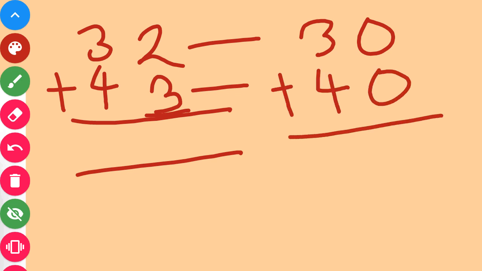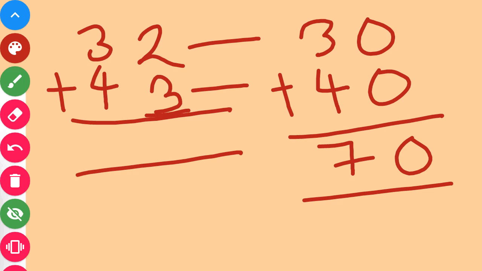Now we will simply add them. 0 plus 0 will become 0. And 4 plus 3 will give us 7. 70. Okay. Now let us find the actual sum. 3 plus 2, 5. And 4 plus 3, 75.